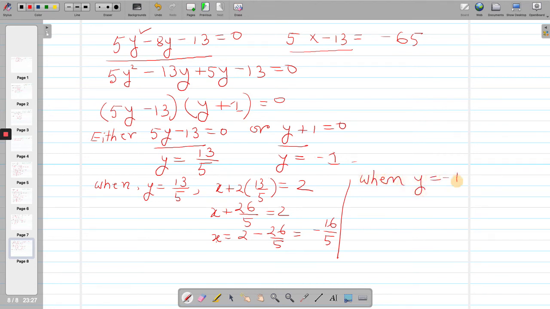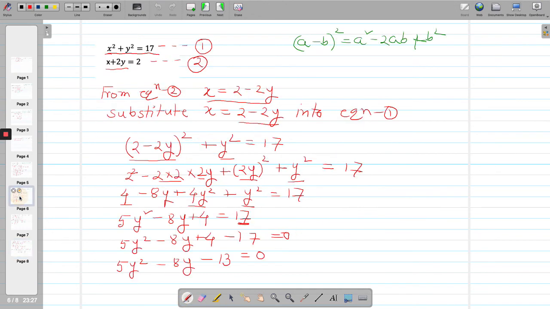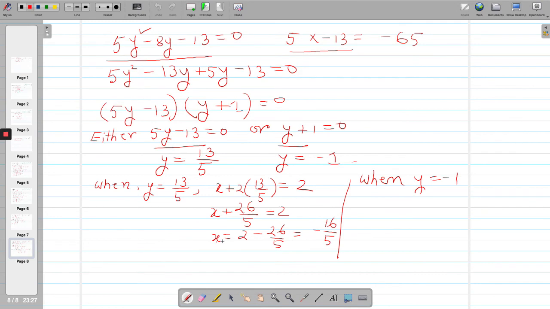And for the other one, when y equals minus 1, x plus 2y becomes what? Sorry, not 2x, x plus 2y. Let's double check again. Yes. So x stays x, and in 2y, instead of y we write minus 1, and that is equal to 2. So x minus 2 equals 2. Add 2 on both sides, so x equals 4.